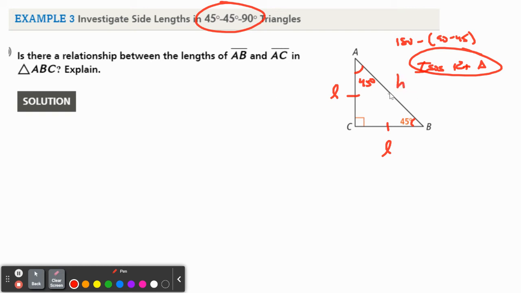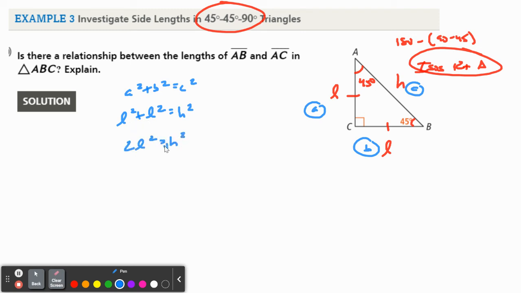Well, we're going to set up the Pythagorean theorem. I'm going to do it in blue here. So a squared plus b squared equals c squared. Your a and b are the legs, L and L, and your c is the hypotenuse, h. So we're going to do L squared plus L squared equals h squared. So L squared plus L squared is 2L squared. And now we're going to take the square root. The square root of L squared is L. But the square root of 2 must remain because it's not a perfect square. And then h comes out.